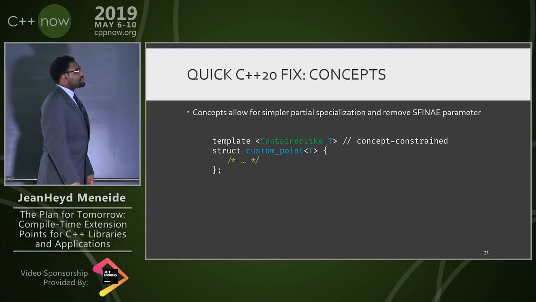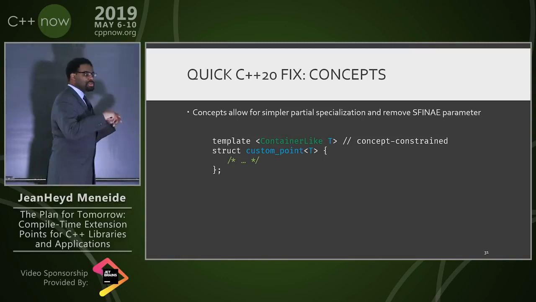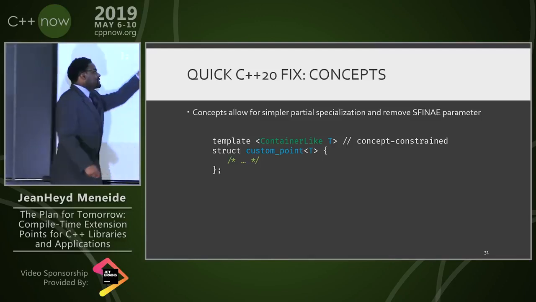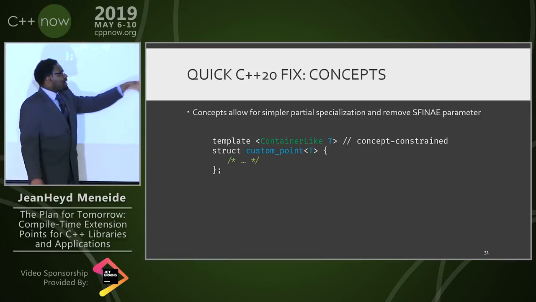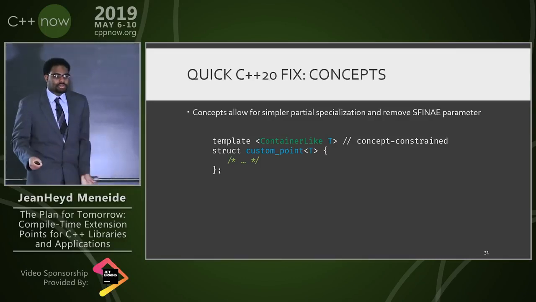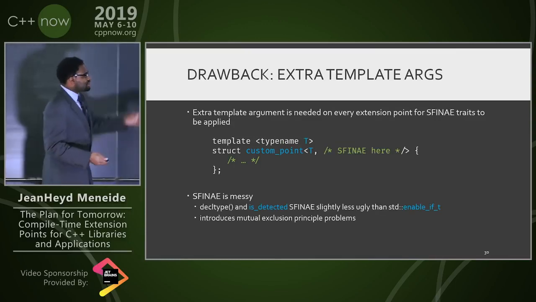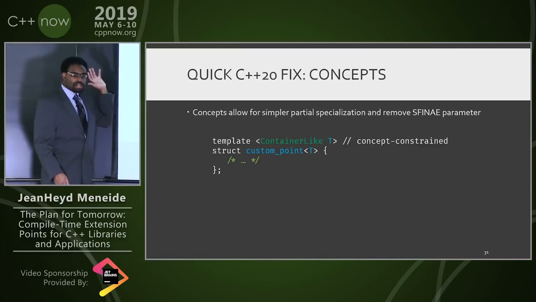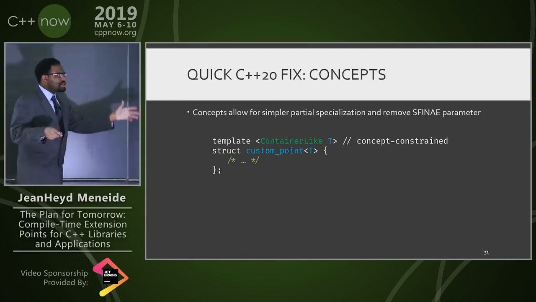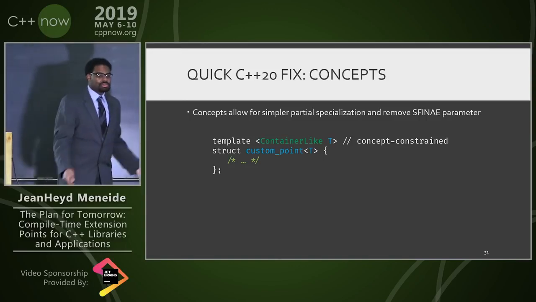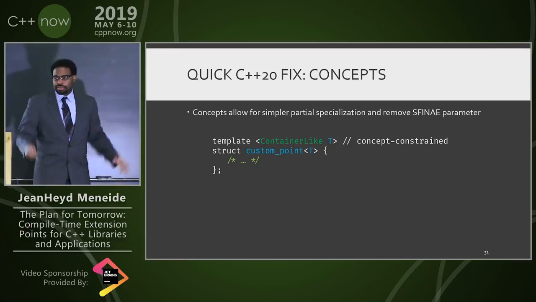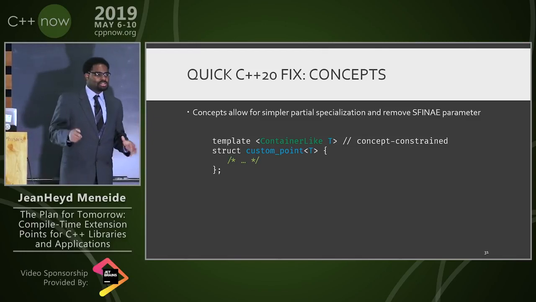The good news is that concepts do allow for a simpler version of customization point constraints. The idea is, you can slap this concept in here, container-like, and you'll get a concept-constrained specialization, and it basically works exactly like a partial template specialization, right? This way, you don't have to do any of the ugly enable_if stuff. You can remove the template argument and just use concepts, which is cleaner. You can have only the arguments you need, without the extra SFINAE argument, and then have a clean implementation. Does that make sense to everybody? C++20 makes that easier? Great.